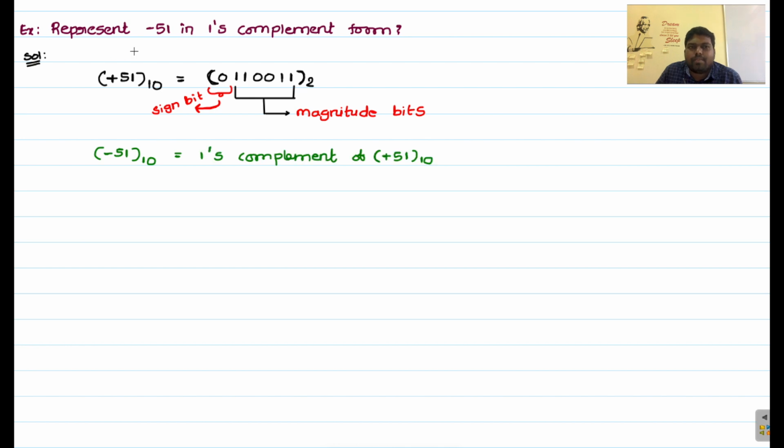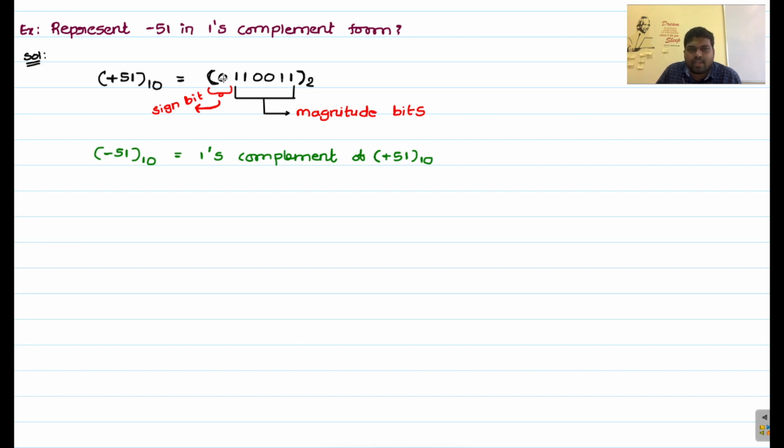Here the question is to represent minus 51 in its ones complement form. Generally, the ones complement method is used to represent negative numbers. I want to represent this minus 51 base 10, that's why I am using the ones complement form. I am doing the ones complement form of this plus 51 base 10. Whatever the sign bit is, for the positive case we use 0, and in the negative case we use 1. In the sign bit position you use 1 to represent negative numbers.